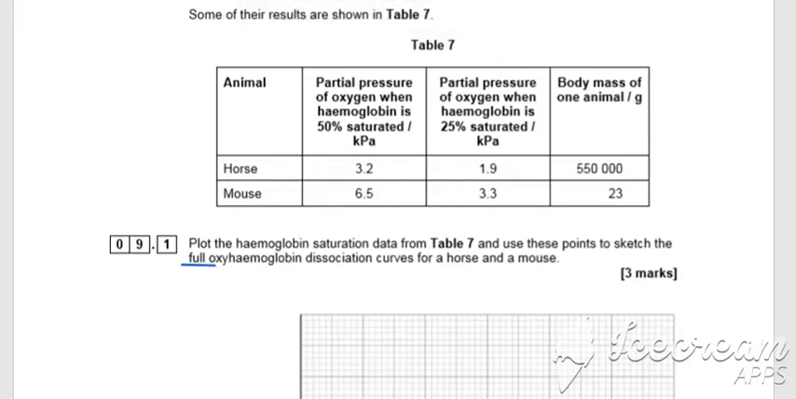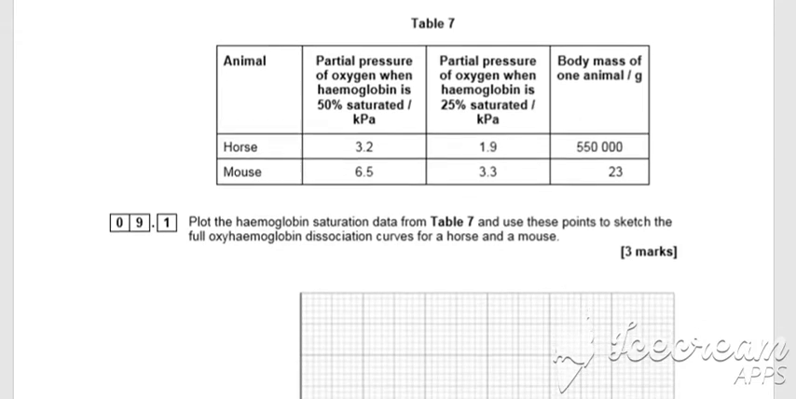So we need to look at the graph that we are given. They actually give us the axes that are labelled. So the partial pressure of oxygen should go along the bottom. The percentage of saturation of haemoglobin should be along this axis, and it should go from 0 all the way up to 100. So you could go 0, 25%, 50%, 75% and 100%.